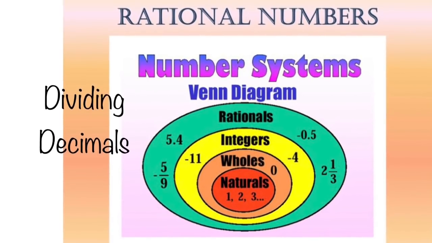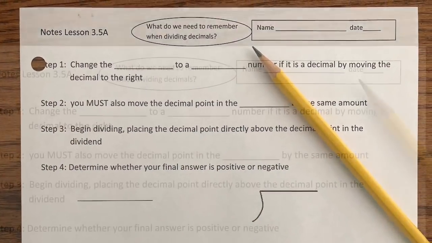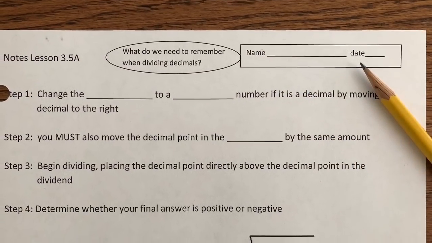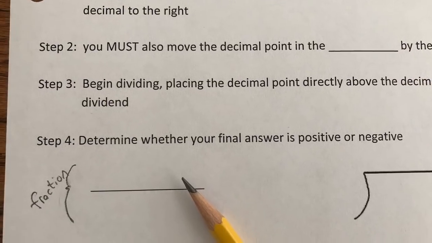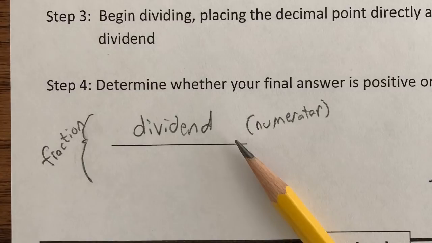Today in lesson 3.5, part A, we're going to be dividing decimals. So what do we need to remember when dividing decimals? Remember to put your name and date on the paper. There's a four-step approach we're going to take, but before we do that, let's look at a fraction.